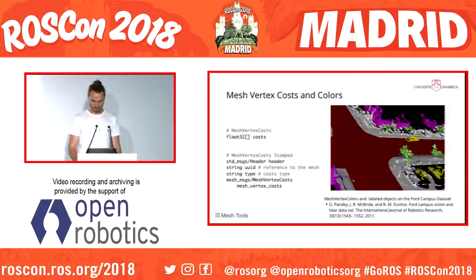Going one step further, we want to introduce costs and colors for these meshes. They refer to a mesh using the UUID, as I said, and that's just a float array, or vector, with the same length as the vertex buffer. On the right side, you see we did that for the Ford Campus data set and labeled some objects there before we reconstructed it.